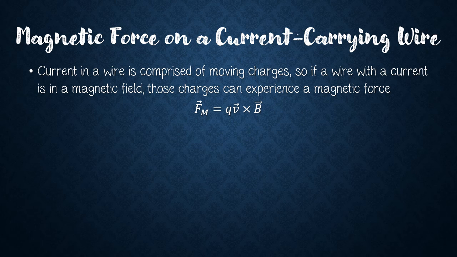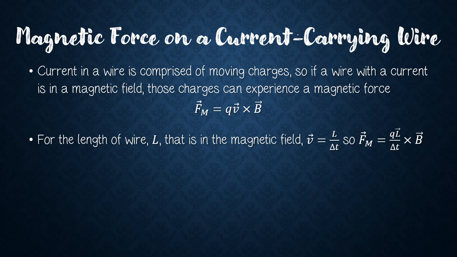Previously, we learned that a charged particle moving in a magnetic field may experience a magnetic force. In this video, we're going to focus on a wire that's in a magnetic field, specifically a wire that has a current moving through it. Since current is comprised of moving charges, if a current carrying wire is in a magnetic field, it also may experience a magnetic force. Now we know that those charges experience a magnetic force according to the equation qv cross B.